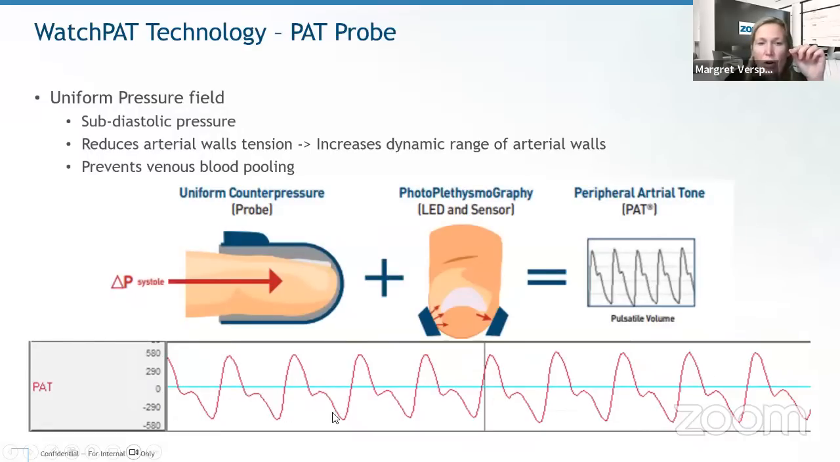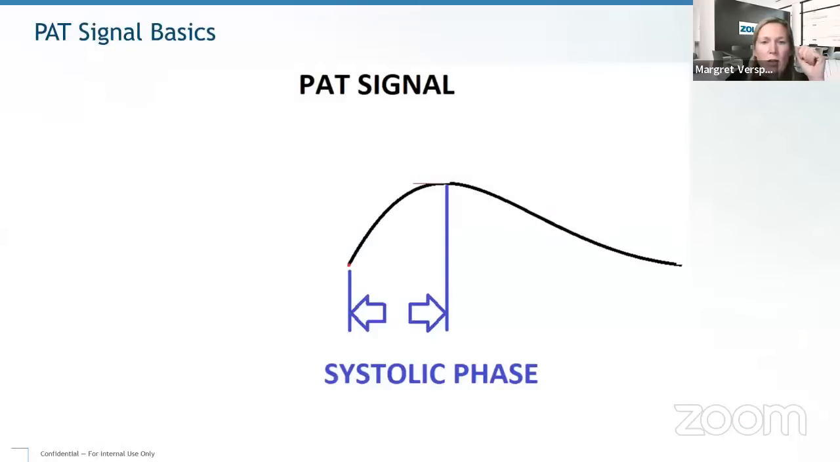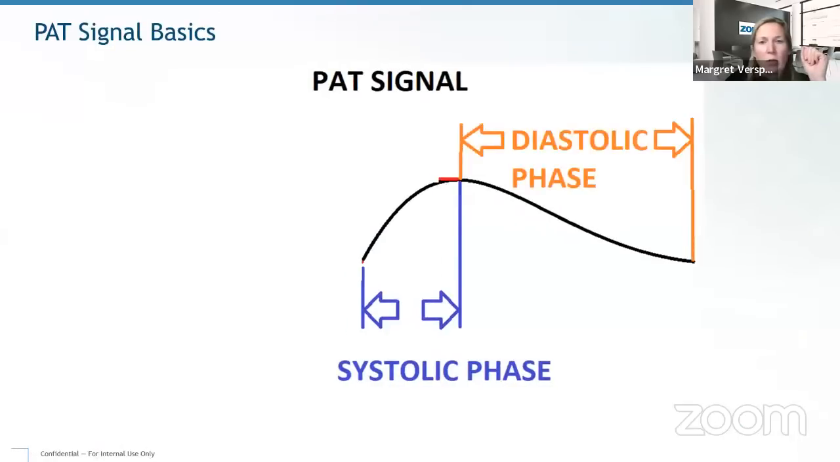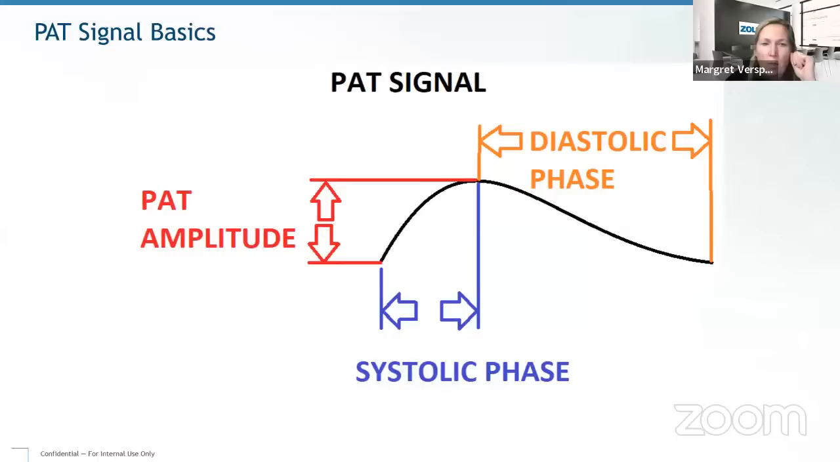This is actually the cycle of your heartbeat. So this is your systole, this is your diastole, and this is your dicrotic notch. So your systolic phase in your PAT signal, your diastolic phase, and your PAT amplitude. And the PAT amplitude is important. The changes in the PAT amplitude are a reflection of the sympathetic activation.